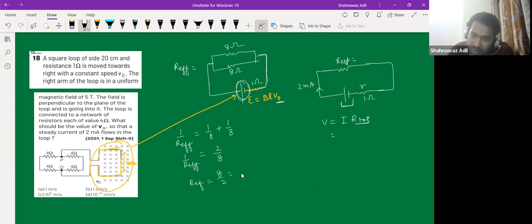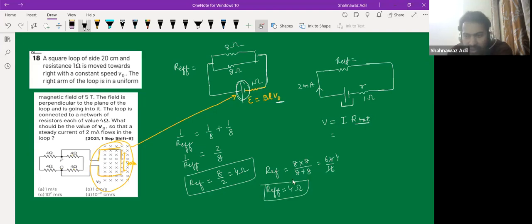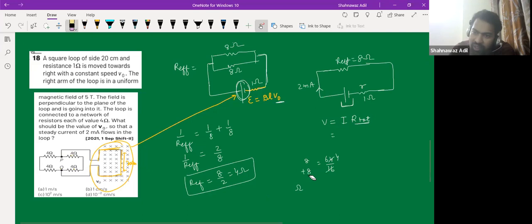Right? We can do it in this way, or we can directly write it as 8 into 8 divided by 8 plus 8. So this is 64 divided by 16. So that will also give you 4. Whichever way we have remembered this. So the R effective is now 4, right? This is the R effective.